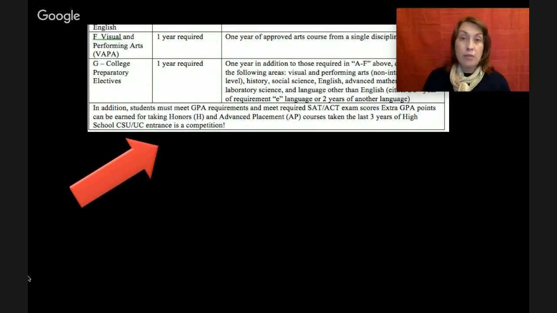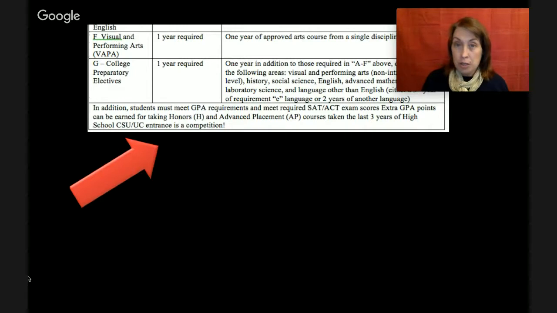As I wrap up this video, I want to point out something at the bottom of the A through G list on page 2. Along with meeting all those A through G requirements, you also need to meet the GPA requirement for the university, and you must take the SAT or ACT, which is a big national standardized test, and meet the requirement for the score on that. Your high school counselor will be able to give you these charts and more information on that.